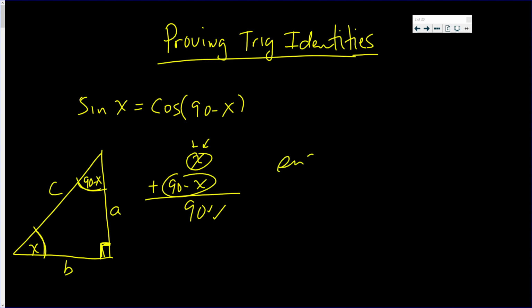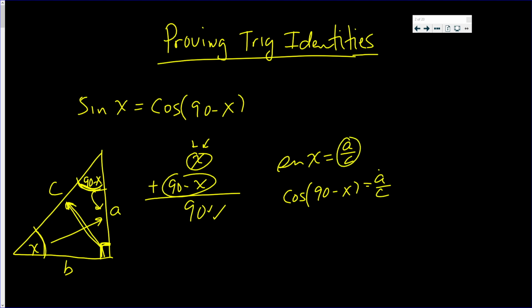The sine of x is equal to the opposite of x divided by the hypotenuse, which is c. Now, what is the cosine of 90 minus x? The cosine of this angle. Well, it's adjacent divided by the hypotenuse. The hypotenuse is always opposite the right angle. Ooh, I got the same answer.